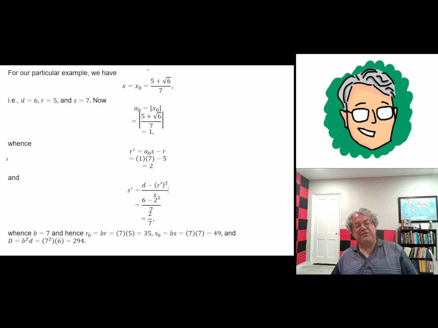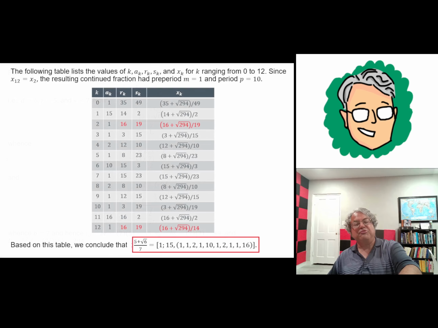We have to multiply r naught by 7 and s naught by 7. So you get r naught equals 7 times 5 or 35. S naught is 7 times 7 or 49. And capital D is now going to be b squared times little d. B was 7, so we're going to get 7 squared times 6, which is 294. So those are the starting values we're using.